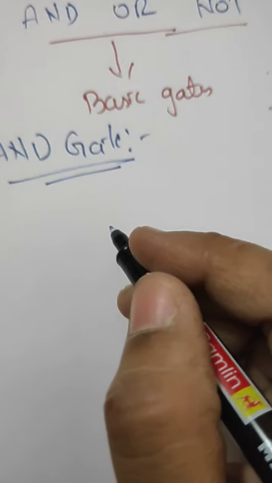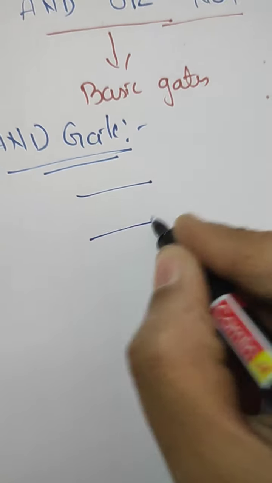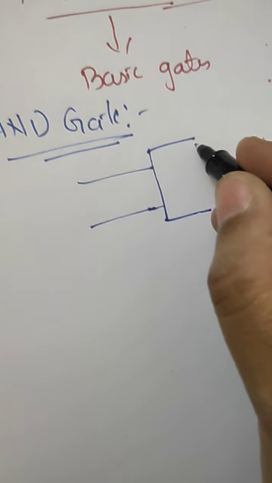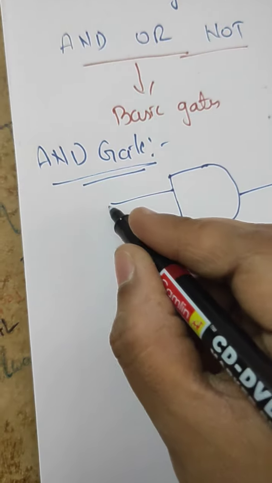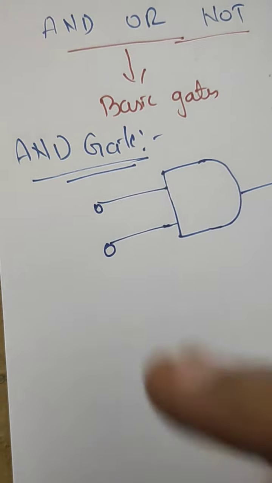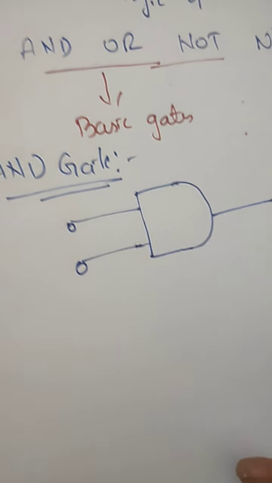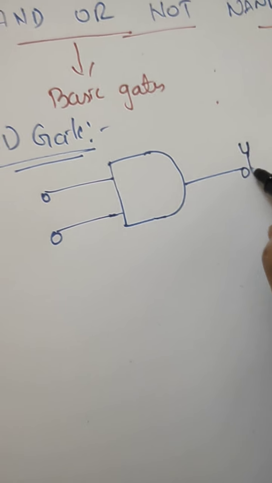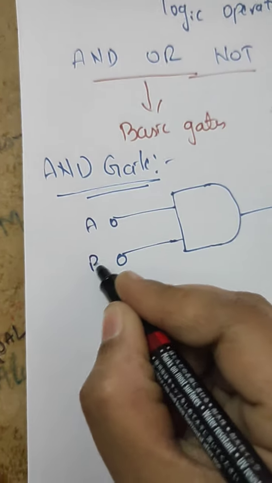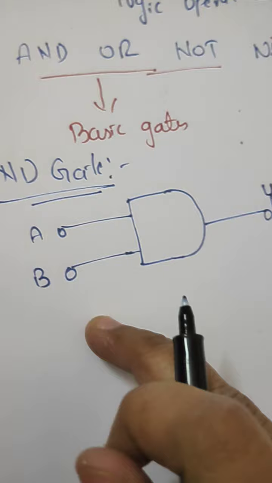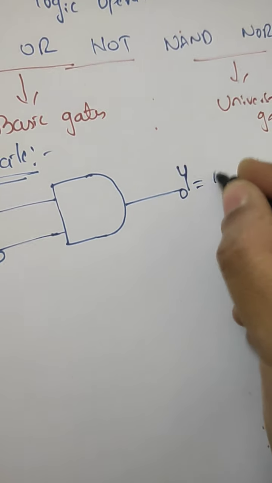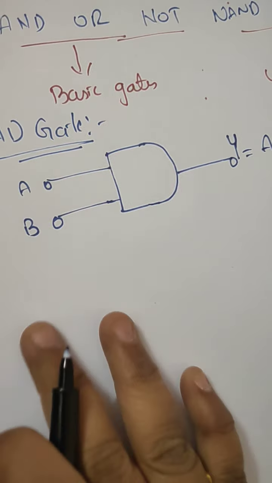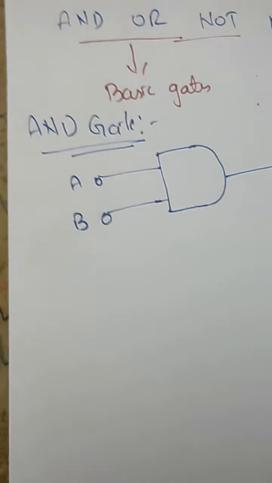First of all, I want to show the symbol for the AND gate. This is the symbol for the AND gate. I'm taking these as the inputs. There will be two inputs or more than two inputs, and I'm taking the output as Y, inputs as A and B. So when I give both inputs A and B, my output will be AB, A into B. This is the symbol for the AND gate.